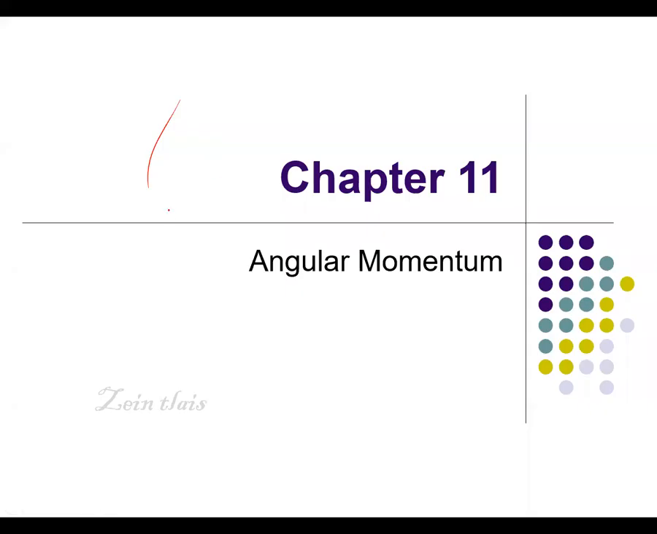Chapter 11, Angular Momentum. Angular momentum symbol is capital L. Before, let's begin with the linear momentum. If we have a small object with a mass m that has a velocity v, in this case, the linear momentum, lowercase p, is equal to m times v.